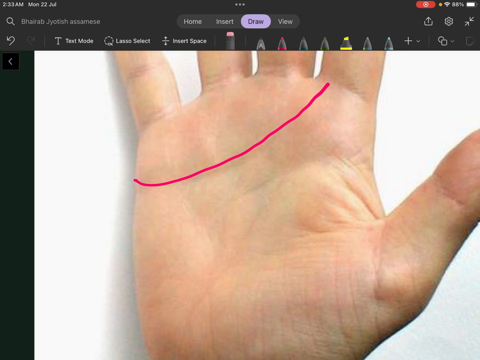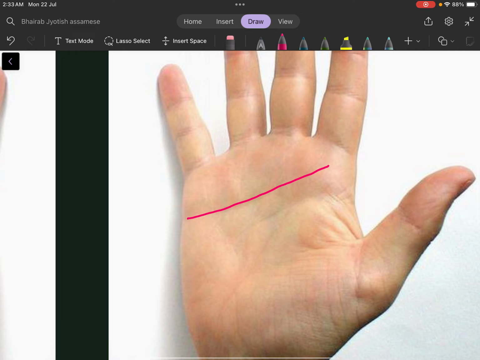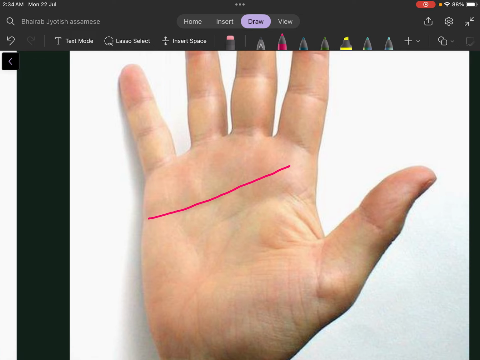This is a sample line I have shown here. Suppose this heart line is long and straight, starting from here and going up to here. We say it is long when it comes under the Jupiter mount. Jupiter mount means the area under the index finger. So here we have the Jupiter mount. If this line enters from here up to here, then we can say that this is a long heart line.